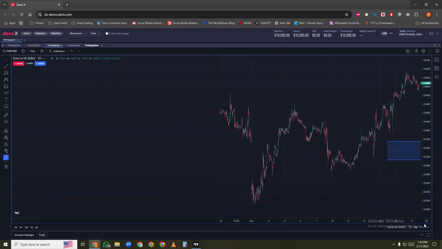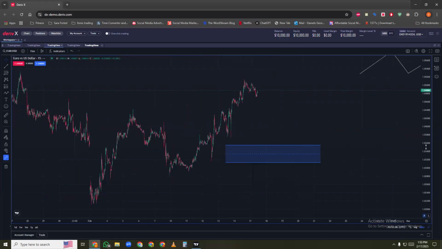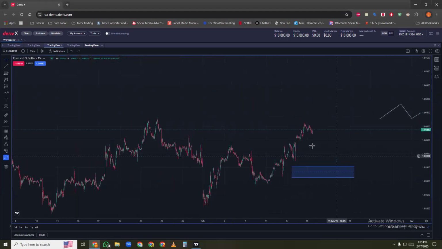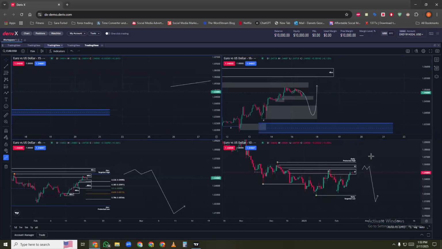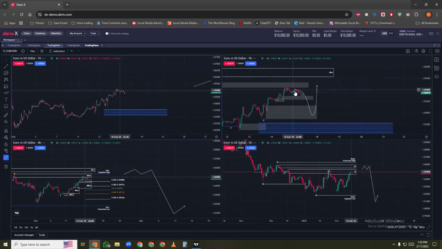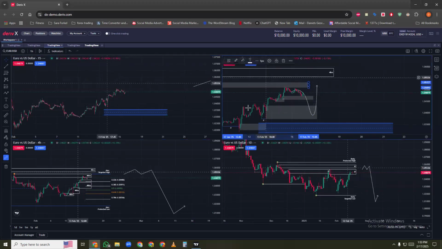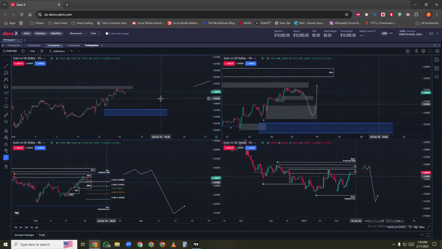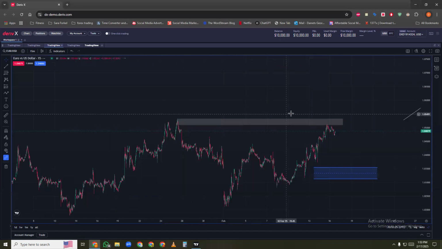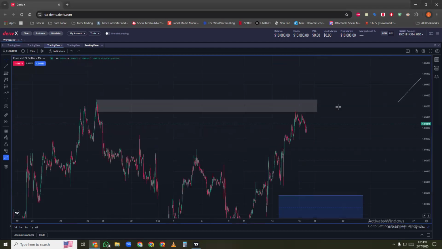So the 15 minutes, this is where I frame my entry ideas. Yeah, so nothing much going on here. Just waiting for the 1 hour demand level to fail. Once that happens, then let me just show that on the minutes. Once that fails, and this is it, yeah.